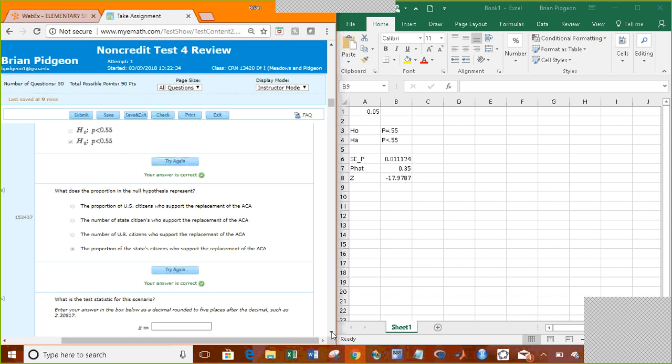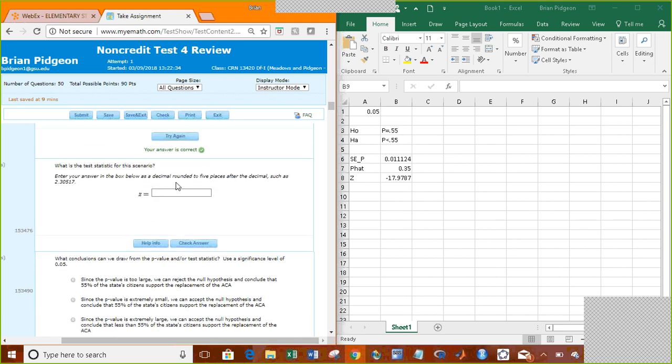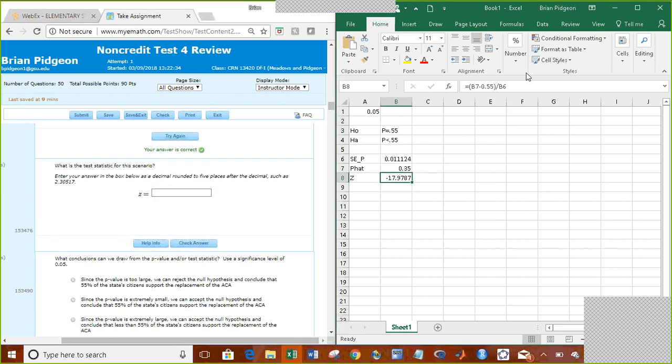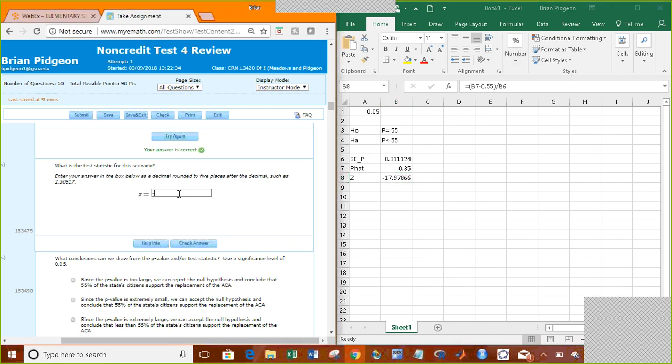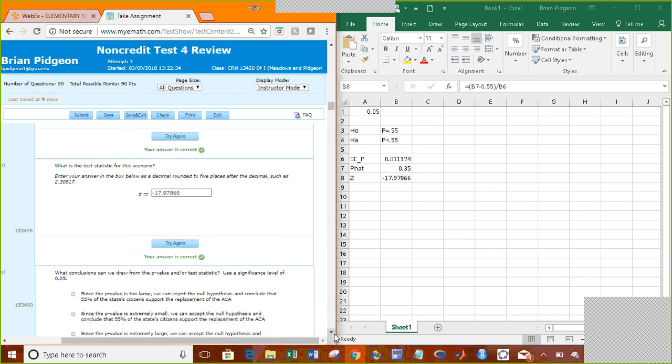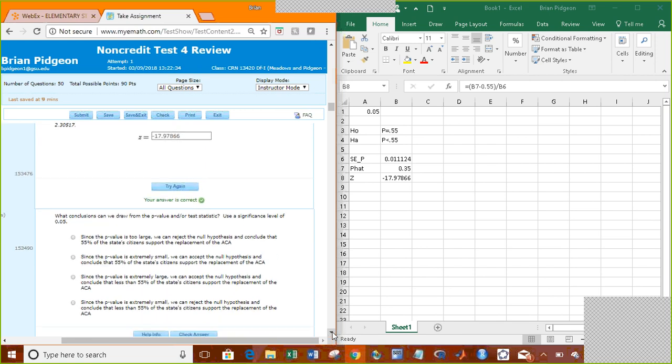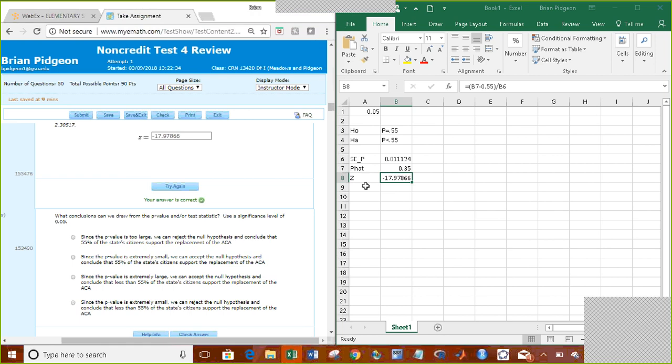So we want to go back down. What is the test statistic, rounded to 5 decimal places? We can use Excel to round, and we output 4 more. So negative 17.97866. What conclusions can be drawn from the p-value and/or test statistic using a significance level of 0.05?